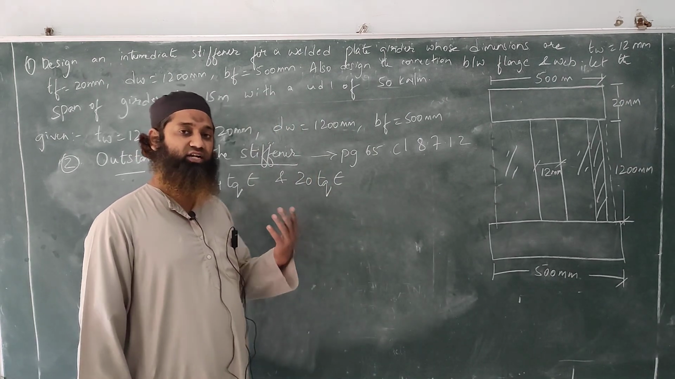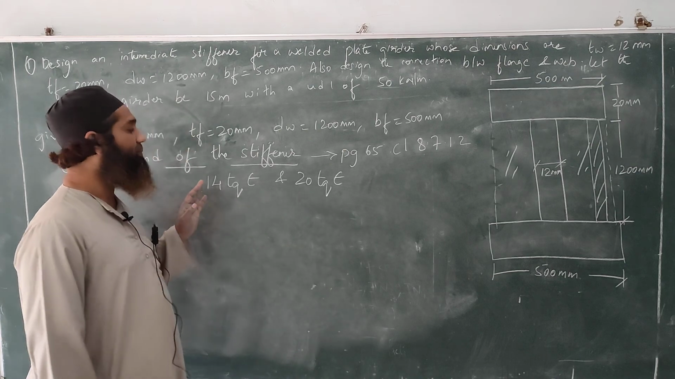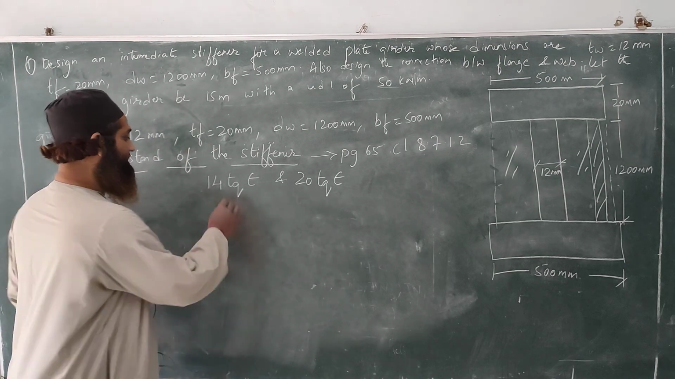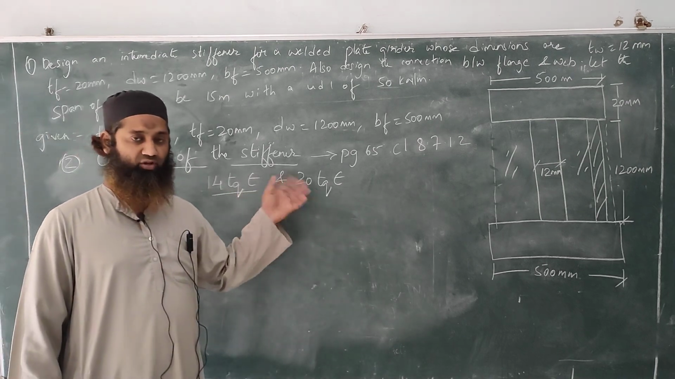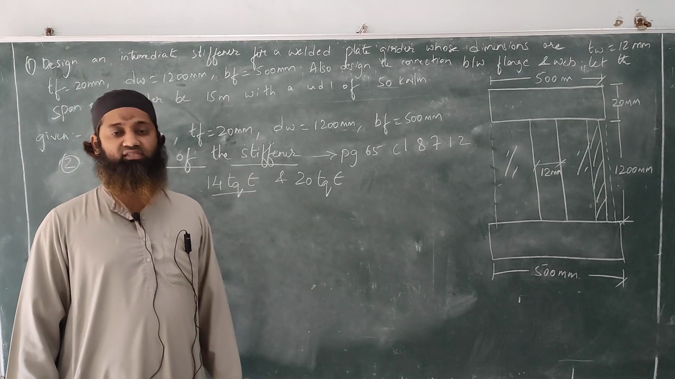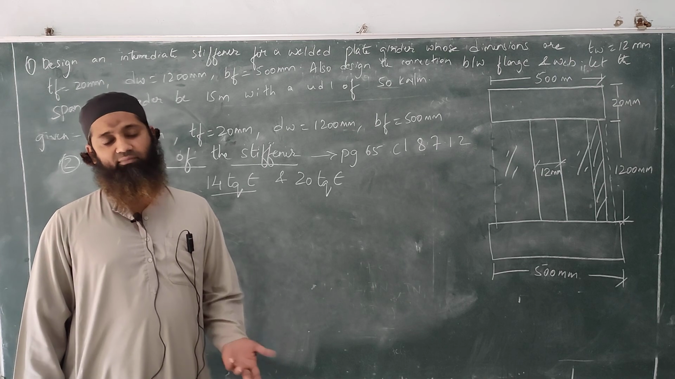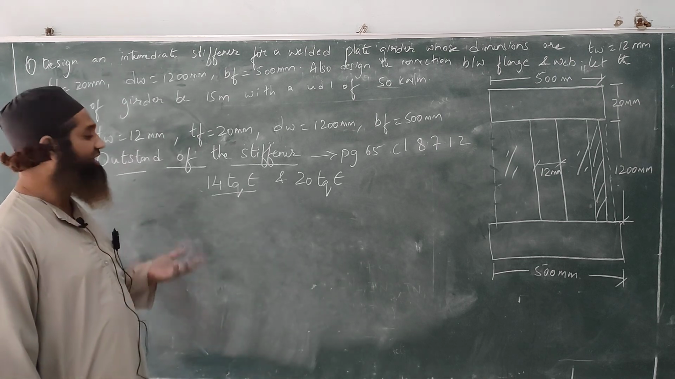That is the outstand of the stiffener. For all practical calculations, we will be taking it as 14 t_q ε. Remember this, it shouldn't be greater than 20 t_q ε. Here, t_q is the thickness of the stiffener, and I will be assuming the thickness of the stiffener as 8 mm.